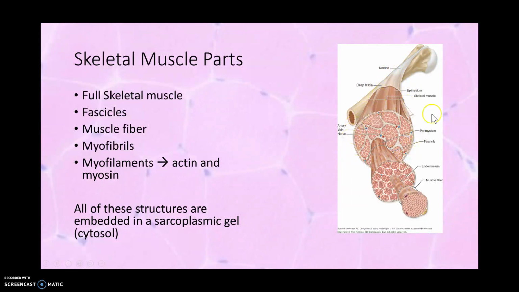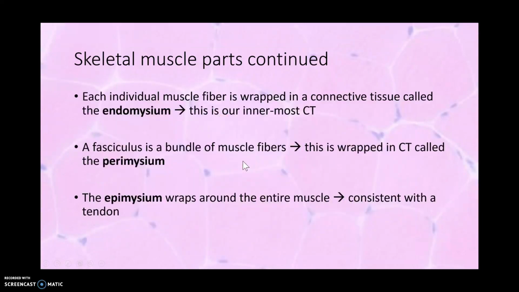So let's say right here was a deltoid. This whole deltoid muscle is wrapped in an epimysium. Each fascicle, which contains multiple muscle fibers, is wrapped in a perimysium, which this would be one fascicle. And then each individual muscle fiber is wrapped in something called an endomysium.